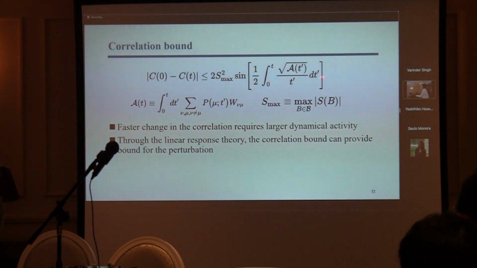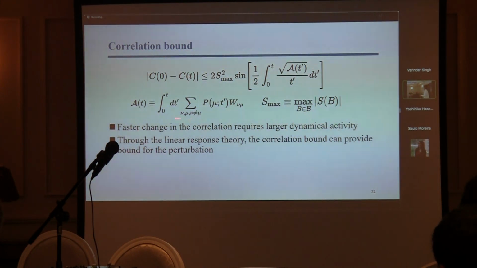And again, this is a classical case. So this A is the dynamical activity, and S max is the maximum absolute value of the scoring function. So this is the dynamical activity. So a faster change in the correlation requires larger dynamical activity. And I won't explain the details about the result obtained from this inequality, but through the linear response theory, this correlation bound can be related to the bound for the perturbation.